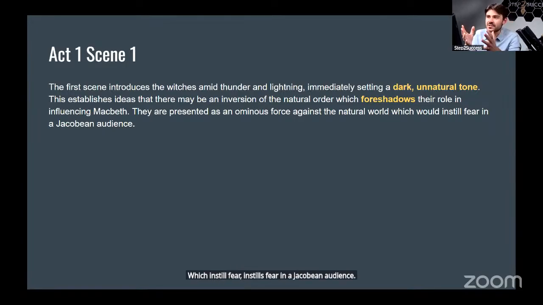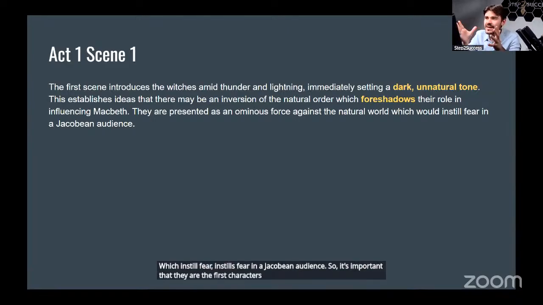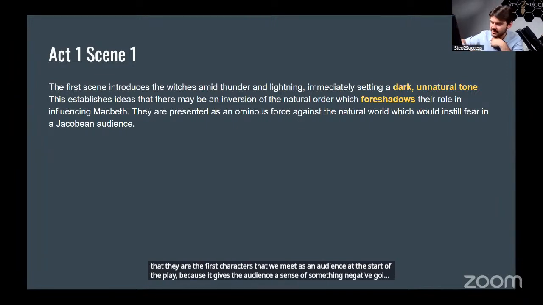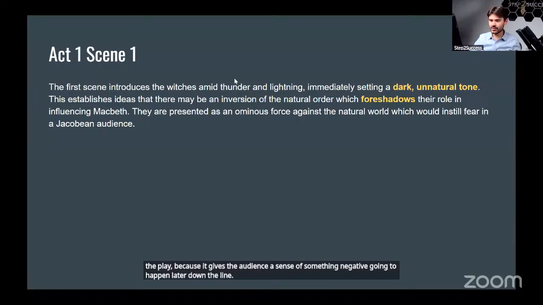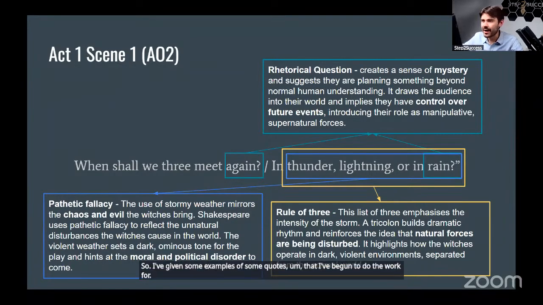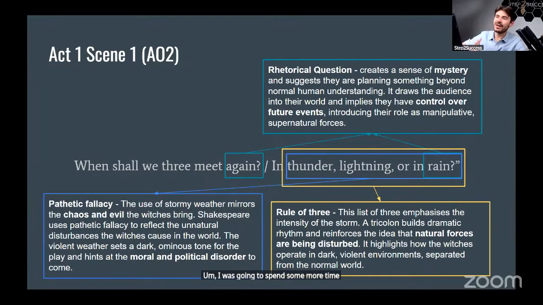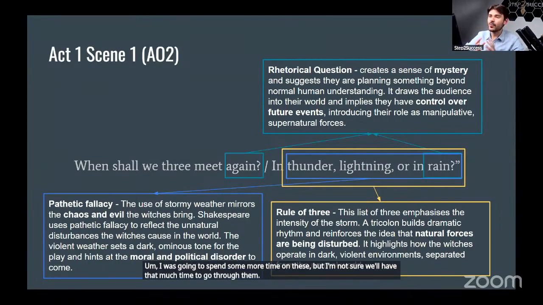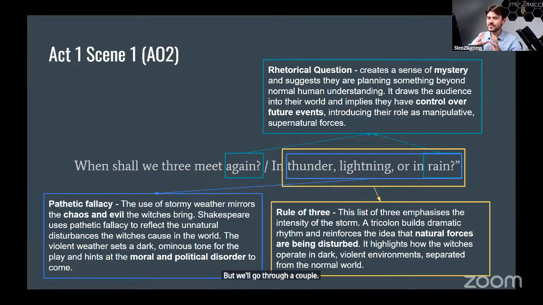So it's important that they are the first characters that we meet as an audience at the start of the play, because it gives the audience a sense of something negative going to happen later down the line. So I've given some examples of some quotes that I've begun to do the work for. I was going to spend some more time on these, but I'm not sure we'll have that much time to go through them. But we'll go through a couple. So I've given some examples of how you can start picking language analysis out of these.